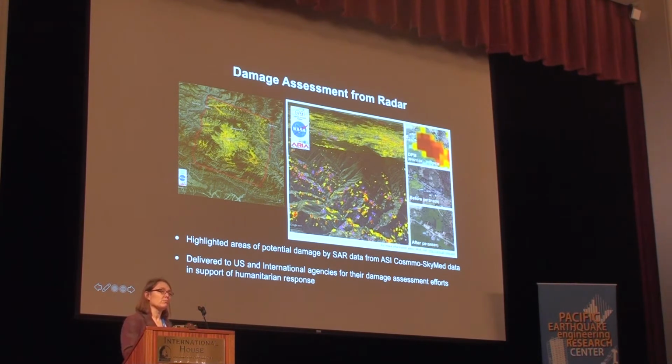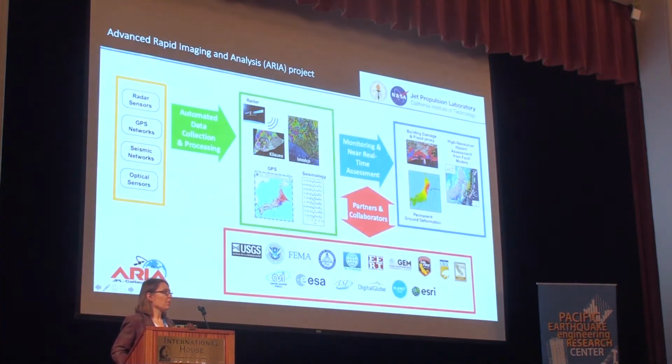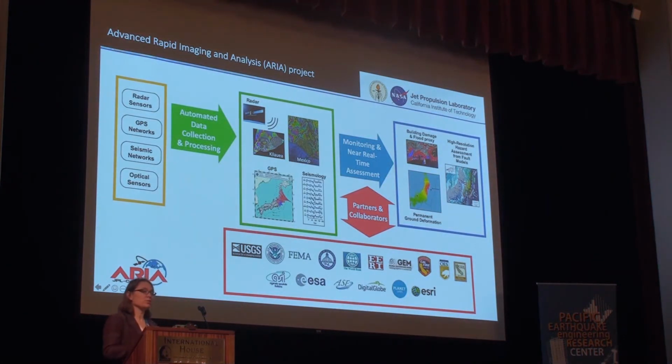So the other aspect of the ARIA project is to work with the agencies that can use this information to inform them of what these types of images are so that they can help use this information to dedicate resources where they should go. So in the aftermath of the Nepal earthquake, we worked with the USGS and NGA to explain these damage maps to them so that they could use it for deploying search and rescue teams.